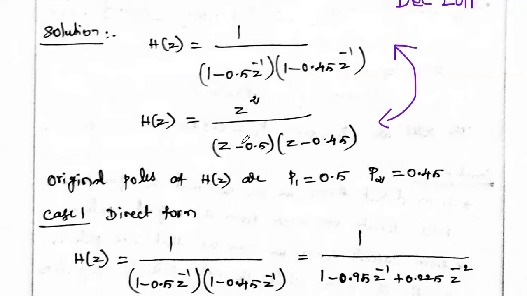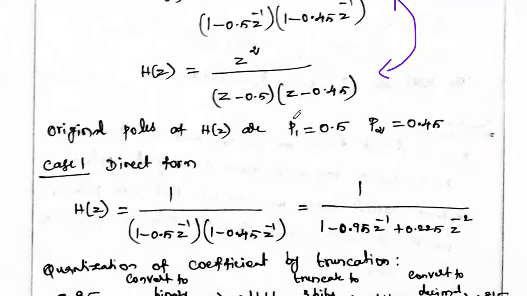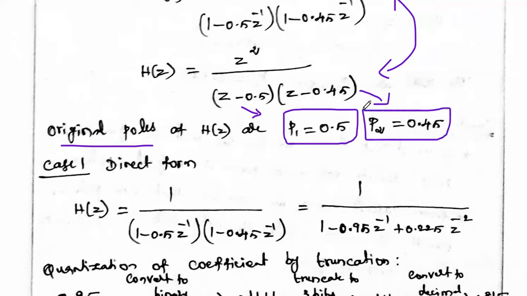Then in this system function, you find out the poles. What does pole mean? Pole is nothing but a root of the denominator polynomial. Here it is already in factorized form. For the first term, what is the root? 0.5. So the first pole is 0.5. And for the second term, what is the pole? The pole p2 is equal to 0.45. So there are two poles, 0.5 and another one 0.45.